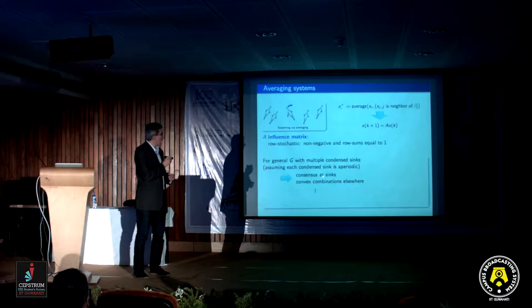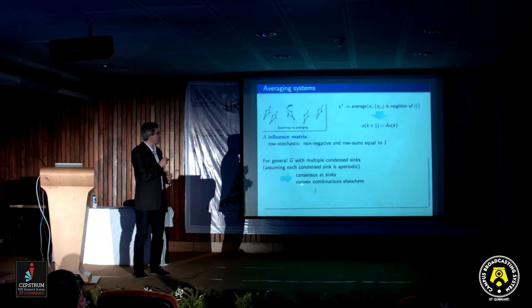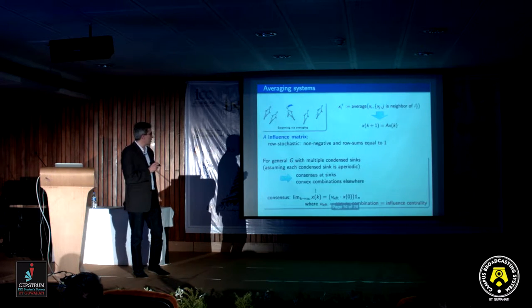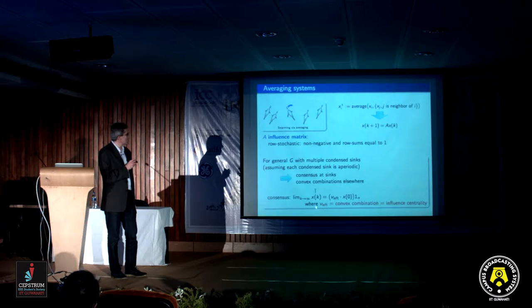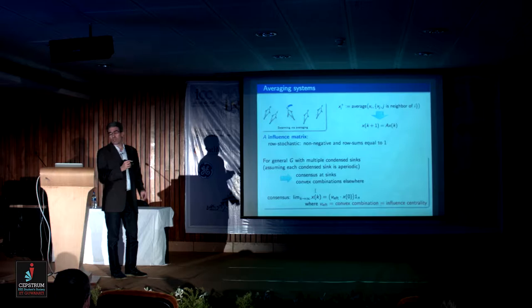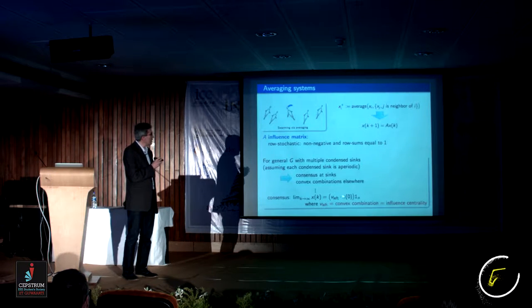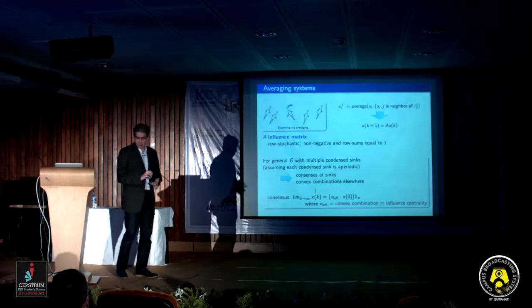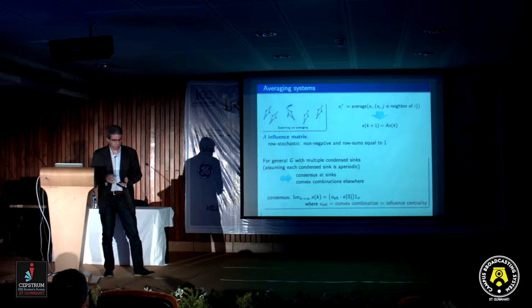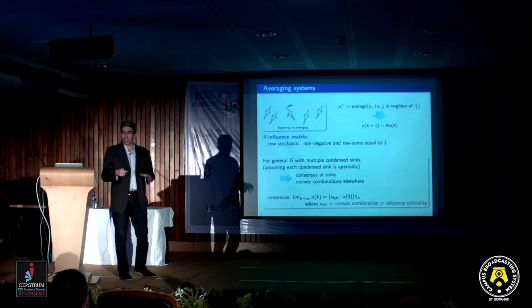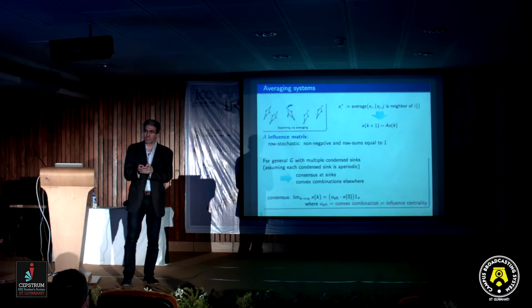In each sink, you will reach consensus, and in the nodes that are not at a sink, you will reach a convex combination of the nodes that are at the sinks. Let me clarify what I mean by consensus. By consensus, I mean that the value of the state will reach a scalar multiple of the vector of ones, the scalar multiple being given by a dot product I'll discuss in a second. So here, in this group of fishes, if they're strongly connected, they will reach consensus.